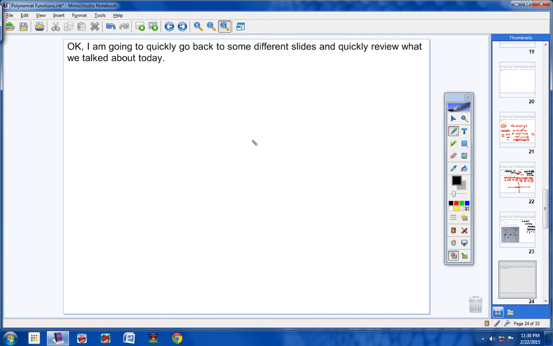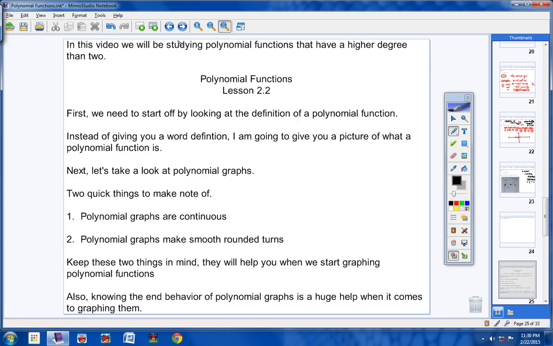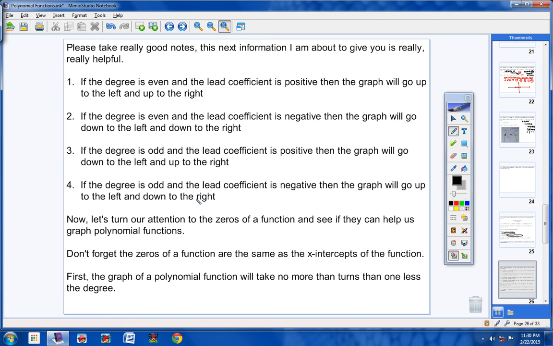Alright, now I'm going to quickly go back to some different slides and quickly review what we've talked about today. First of all, we talked about polynomial graphs are continuous and they make smooth rounded turns. Next we talked about the end behavior: the degree even, lead coefficient positive, degree even, lead coefficient negative, etc. I'm not going to read all of this to you, but we talked about end behavior of a graph. Know that it's important.